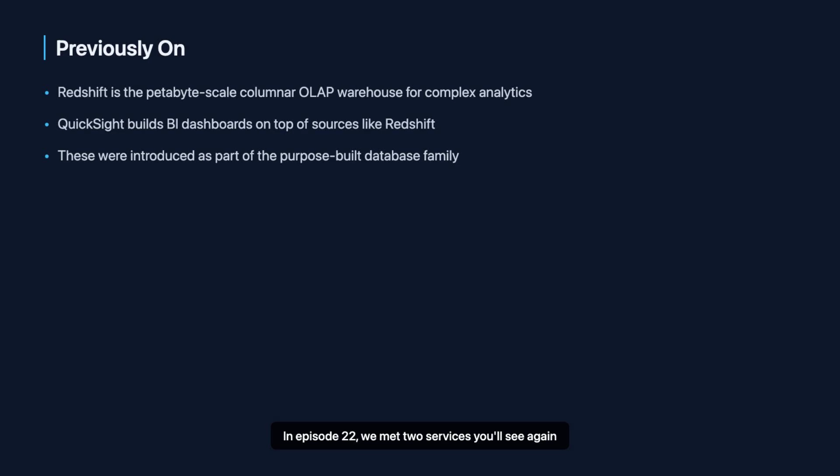In episode 22, we met two services you'll see again today. Redshift is the petabyte-scale columnar warehouse built for online analytical processing, complex queries and joins over enormous datasets. And QuickSight is the business intelligence layer that builds dashboards on top of sources like Redshift. We introduced both as part of the purpose-built database family. Today we widen the lens to the full analytics and AI toolkit.